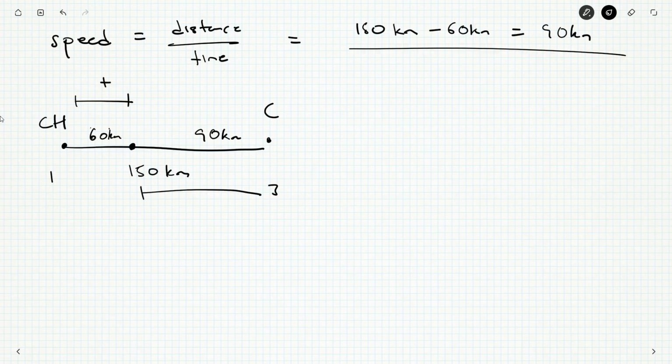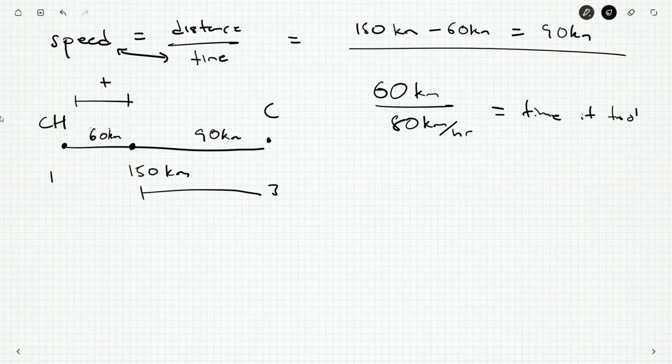Well, how long did it take him to go 60 kilometers? Well, he was going at 80 kilometers per hour. And so if I know the distance he wants to go and the speed at which he was traveling, I can divide them, sort of just swapping speed and time in this equation. I can figure out the time it took to go 60 kilometers. Okay, so the kilometers will cancel out. 60 over 80 is 3/4, and the hours moves up on top. So 3/4 of an hour, 45 minutes.